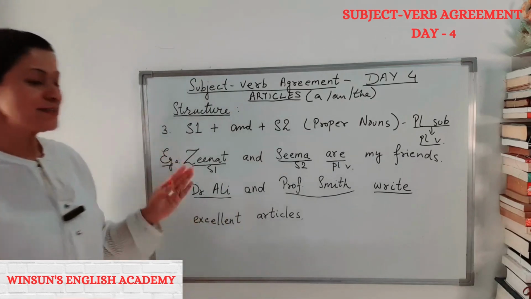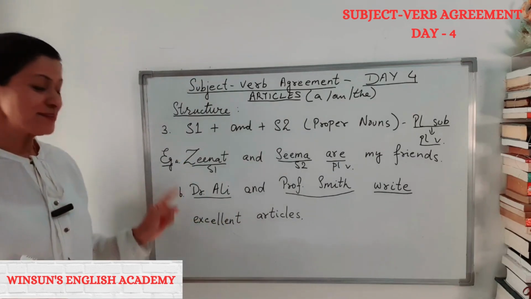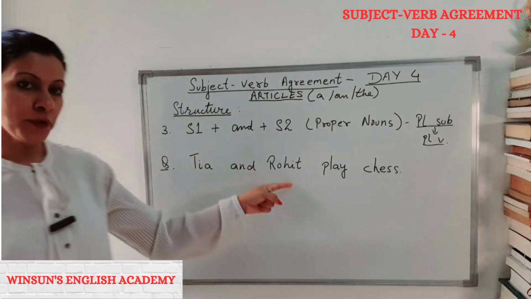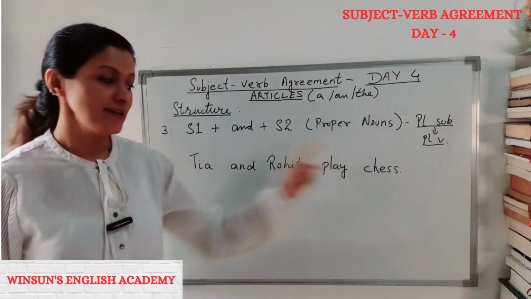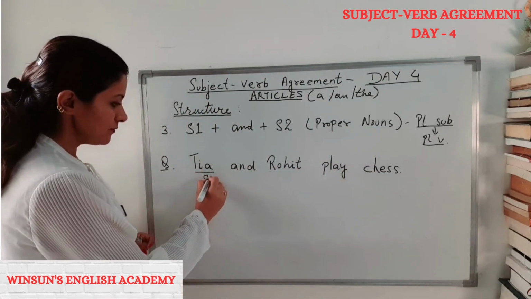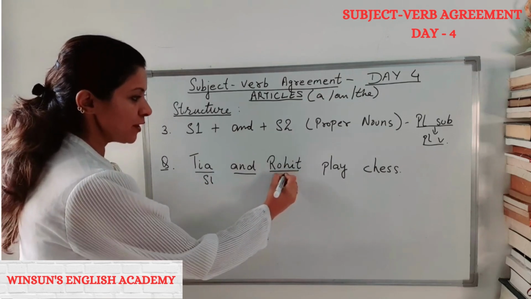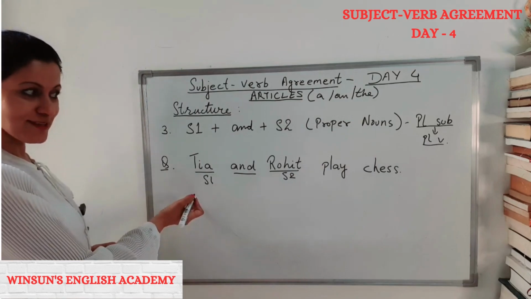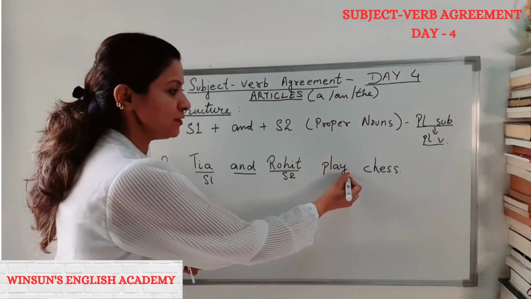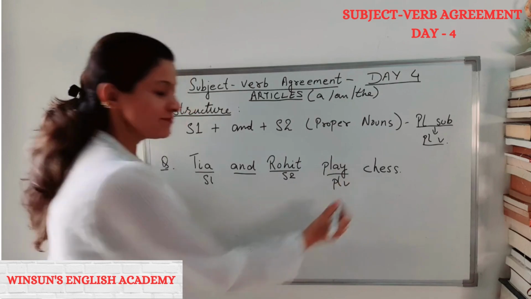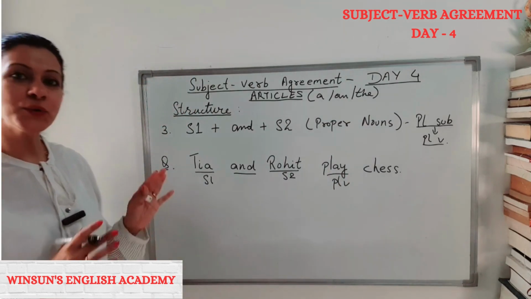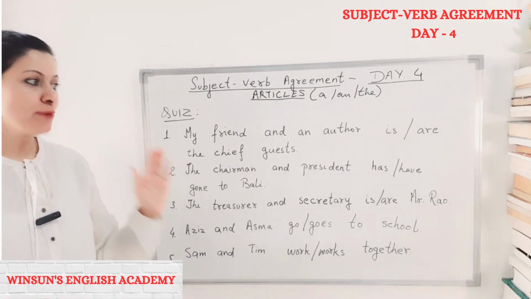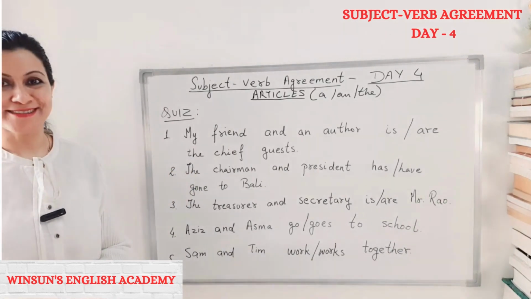Clear? Now, attempt the question to check your understanding. Here's your question. Tia and Rohit play chess. Tia, subject 1, and Rohit, subject 2, right? And they are proper nouns, names, right? That is why they take the plural verb. Easy peasy, right? Now we have a quiz. Here's your quiz. Please pause the video, write the answers. I'll be back with the answers.